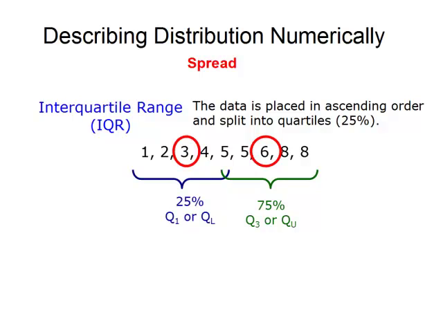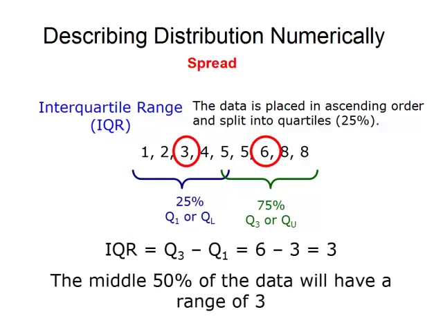You'll notice at the lower half we included the first 5. So we have 1, 2, 3, 4, and 5. We have 5 pieces of data, and we take the middle one, which is the 3. For the upper half, we have the 2 5s, the 6, and the 2 8s, and the middle number here is 6. Now, once we've determined the quartiles, the IQR, interquartile range, is Q3 minus Q1. We take the 6 minus 3, and we get 3. So the middle 50% of our data will have a range of 3.